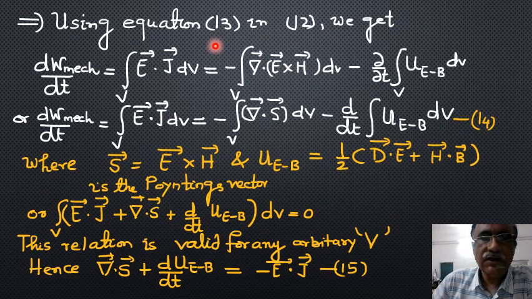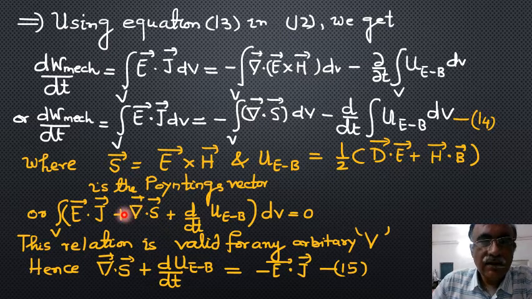Now using equation 13 in 12, we get the rate of change of mechanical work done, which is equal to the volume integral of E dot J. This becomes equal to minus the volume integral of, in the integrand, divergence of E cross H over the volume V, minus del upon del T of the volume integral of U_EB dV. And for E cross H, we substitute a new vector S. So S is E cross H and it is called the Poynting's vector. And for the partial time derivative, we have substituted the total time derivative as the volume remains fixed.